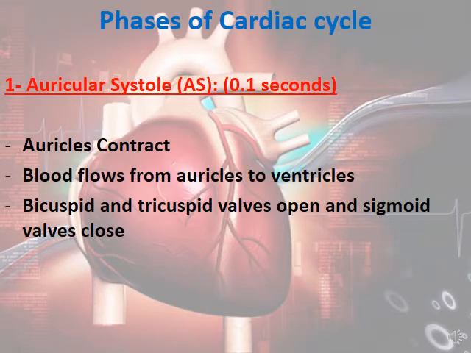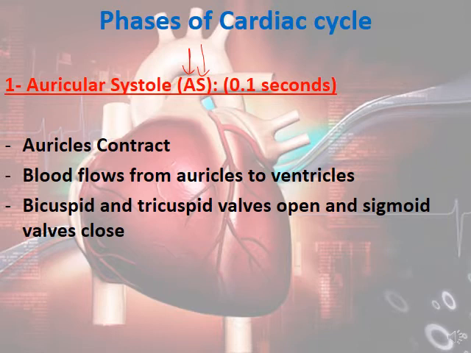Let's start with the phases of the cardiac cycle. Auricular systole, which is abbreviated as AS, stays for about 0.1 seconds. What are the events during the auricular systole? These notes you have to study.